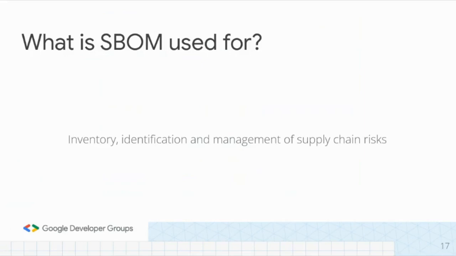That's the whole idea. So I think I already said inventory, identification, and management of supply chain. So what is supply chain? I already said software components, open source software components. What are the risks?